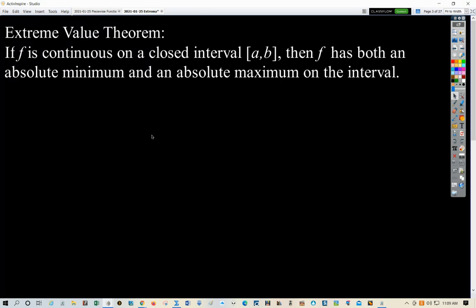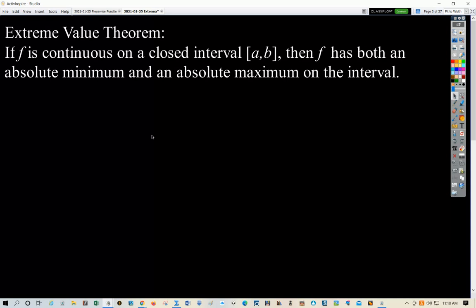Remember, we had the intermediate value theorem earlier in the year, where if we met the criteria, the theorem guaranteed that there was going to be some intermediate value that the function went through. Vaguely remember that, right? Well, this is another one like that. If we meet the criteria, this guarantees the existence of something.